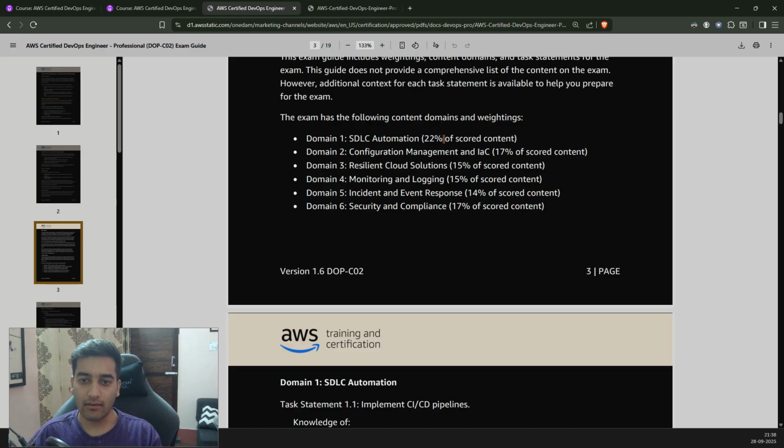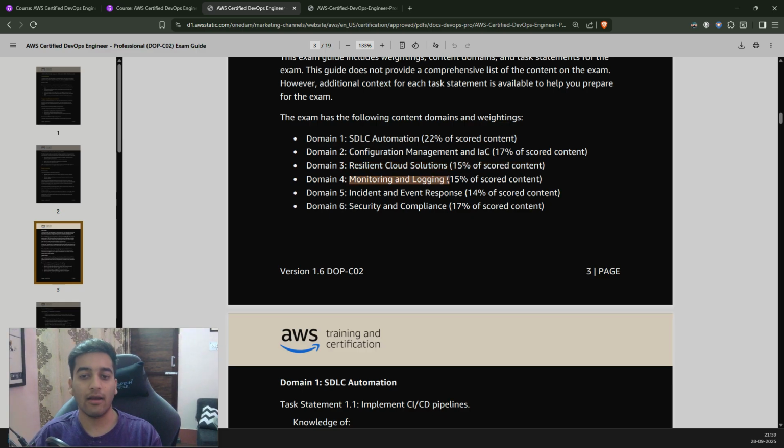Apart from that, in configuration management and IaC, the most important services are AWS SSM for configuration management and CloudFormation for IaC. Then we move to resilient cloud solutions, where you will see a lot of architecture based questions, a lot of database questions, and a lot of multi-AZ and disaster recovery scenarios. It's really important to cover this as well, because it is 15% of your exam content.